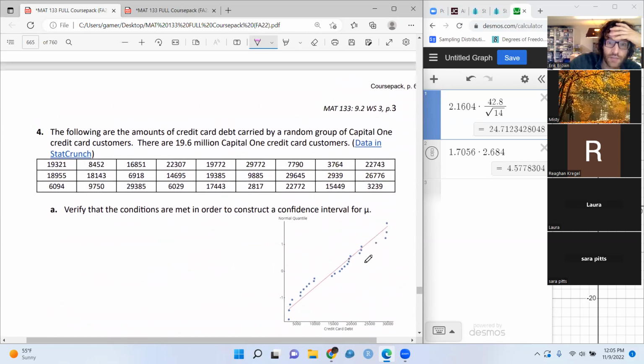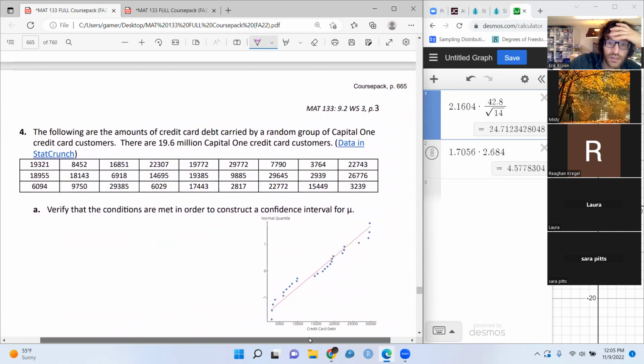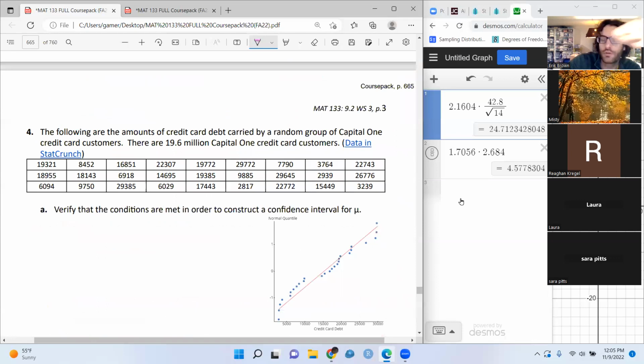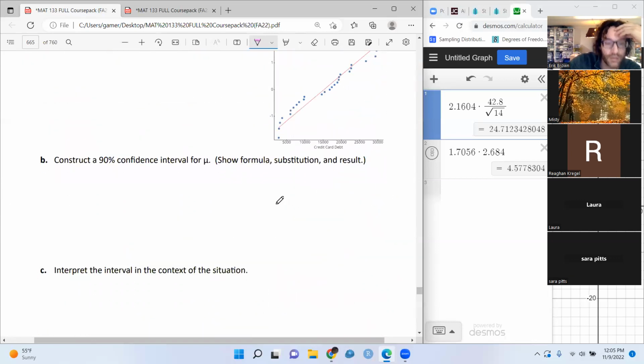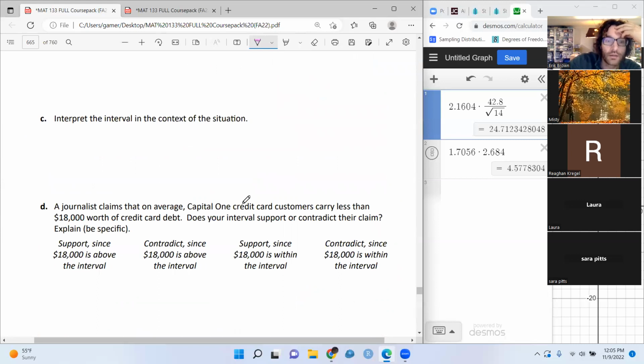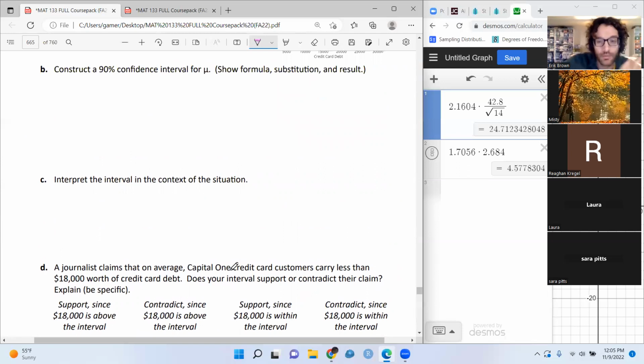And I want to skip to this question. All right, so this is page 665, and I just want to throw you to the wolves and have you do the whole thing start to finish. Here's a prompt. Make sure we can construct an interval, do the construction, interpret what you got, and evaluate a claim. This is the thing I want you to be able to do on the final exam.